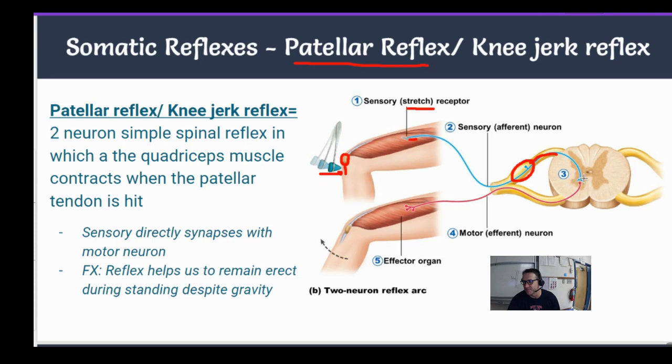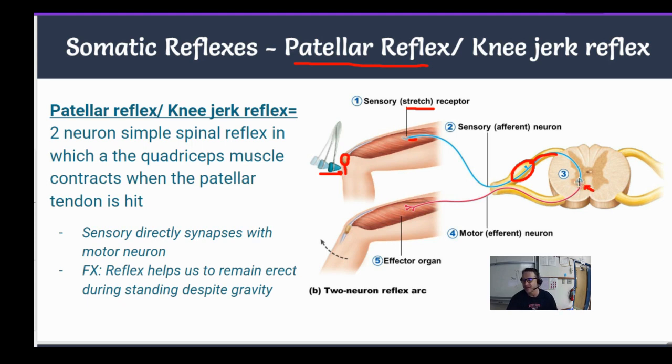Here's the gray matter, this little butterfly looking shape right here. This is neuron cell bodies and maybe unmyelinated axons. Out here we have the white matter, myelinated axons. And look, it goes directly from sensory neuron, here's the synapse, to motor neuron. So this is going to be a monosynaptic reflex because there's two neurons, but there's only one synapse.